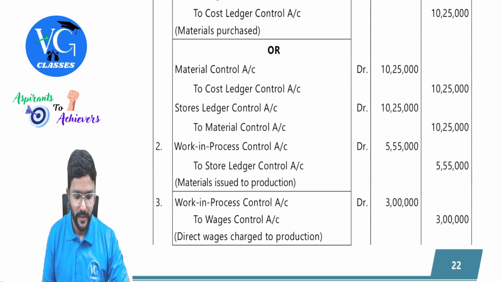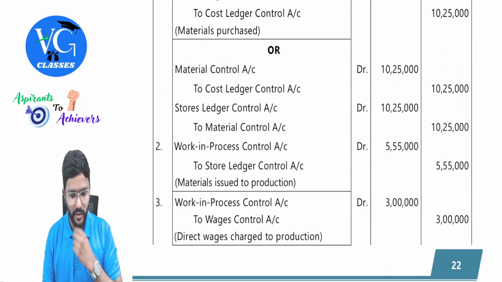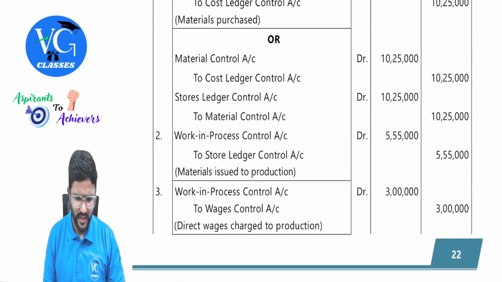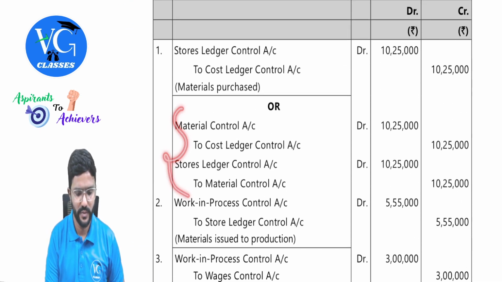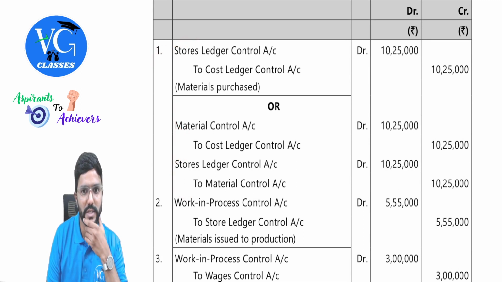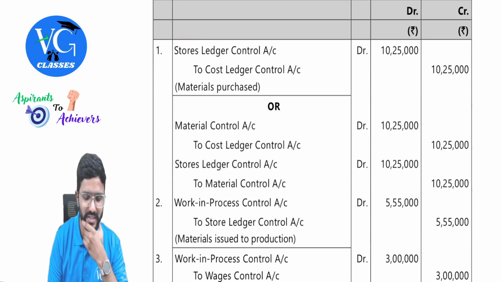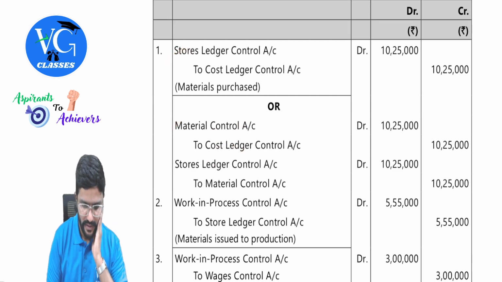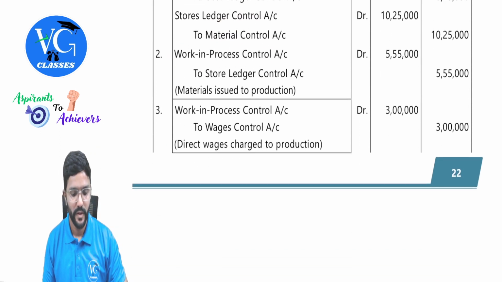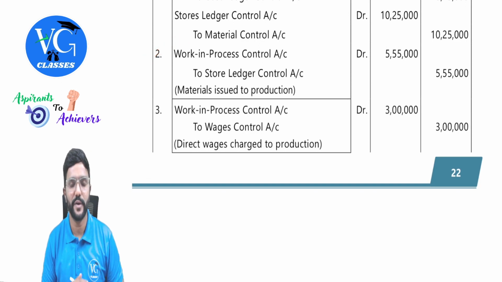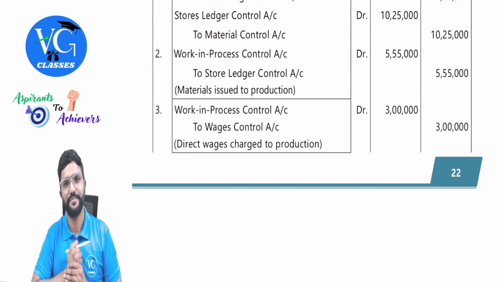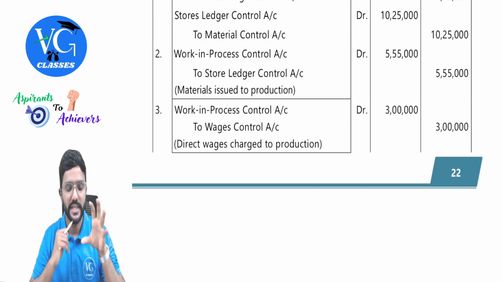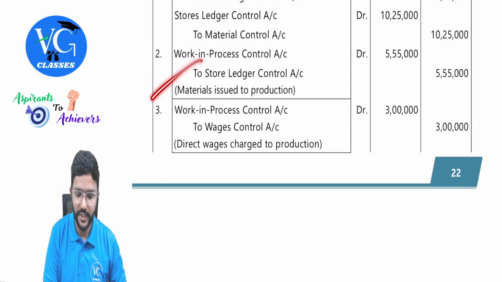They have given some alternates also here. First one, material control to cost ledger, then stores ledger to material control. This is not required, guys. Material control and stores ledger are one and the same itself. So next, material issued for production: WIP control, that is the receiver, to stores ledger. Material issued to production.